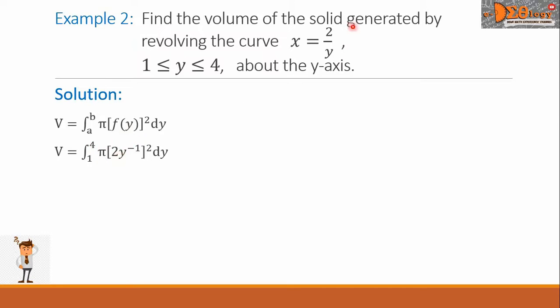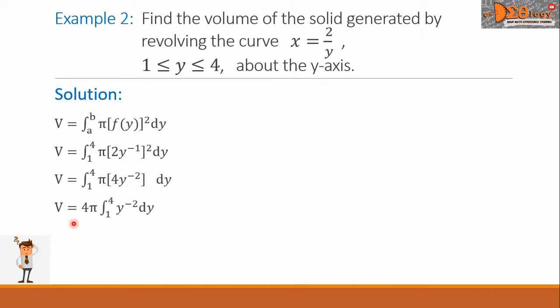The f of y is this 2 over y, and we can write it as 2 times y raised to negative 1, and this is now raised to power 2, and the dy. Let us square the function, and we will get 4y raised to negative 2. Simplifying further by moving out the constants, this number 4 and the pi.